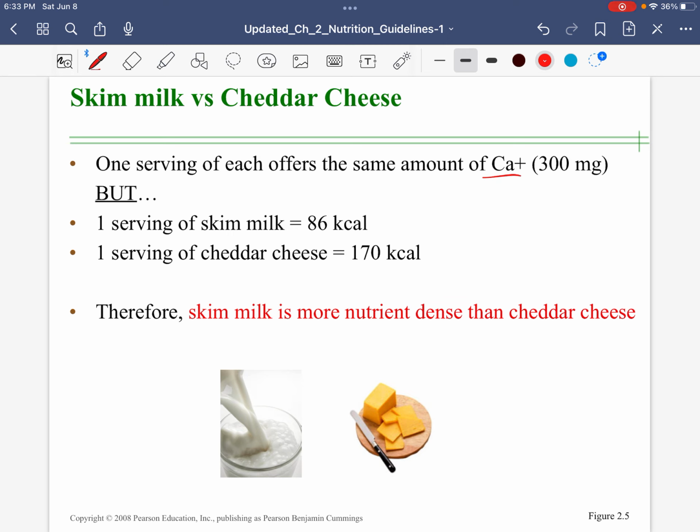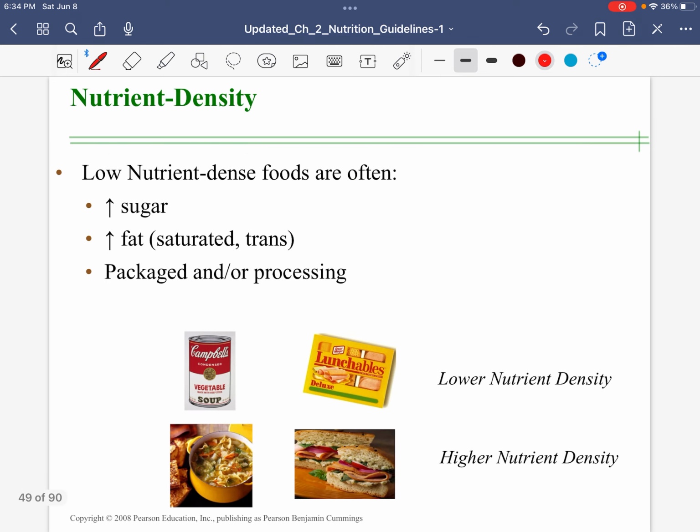But look at the total calories. In this way, skim milk is much more nutrient dense for calcium. We get a lot of calcium at lower calorie value. The cheddar cheese, we get the same amount of calcium, but over more calories. So it's not about total calories per se, it's about the amount of nutrients per calorie.